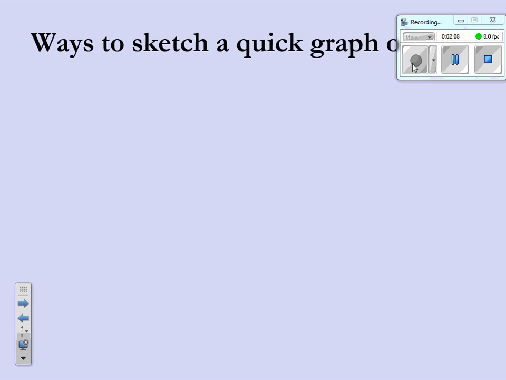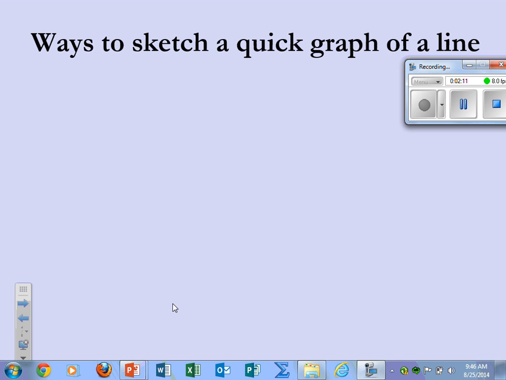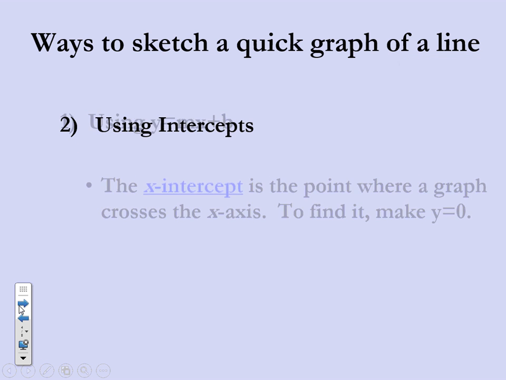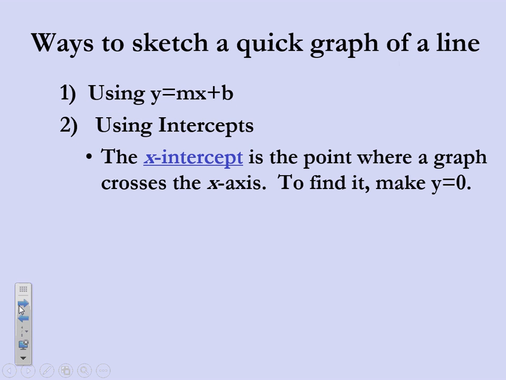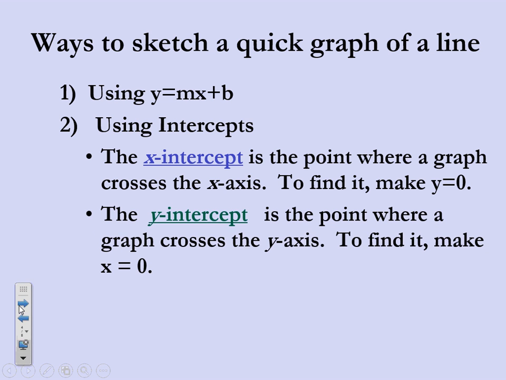Okay, so when we think about ways to sketch a quick graph of a line, they include using y equals mx plus b, but today we're going to talk about using intercepts to help us out. So the x-intercept and the y-intercept play important roles in graphing in terms of sketching a quick graph, and they also tell us important things about a graph. And we'll see that later on as our graphs become more complicated in this class. So the x-intercept is the point where a graph crosses the x-axis. To find it, we're going to think about that y as equal to 0. And the y-intercept is the point where the graph crosses the y-axis. But to find it, we're going to make x equal to 0.